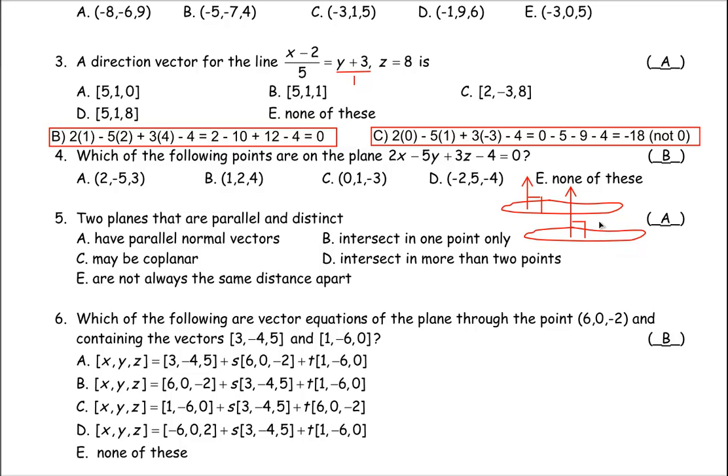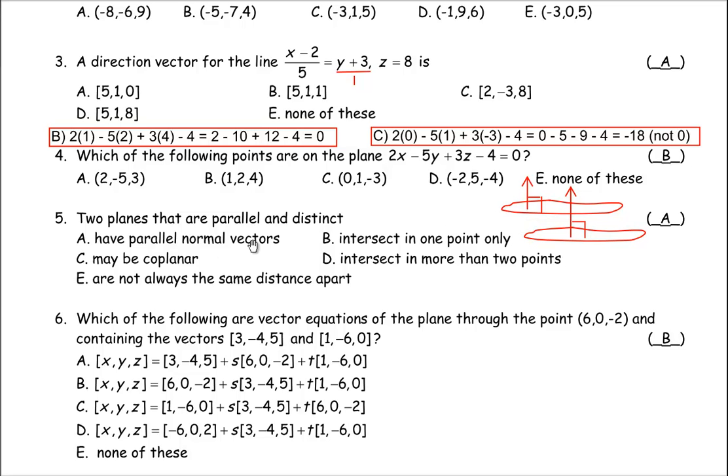They're two planes that are parallel and do not ever touch. That's what distinct means. They share no common points. They have parallel normal vectors. So here's examples of the normal vectors. That's the normal vector for the top plane, and that's the normal vector for the bottom plane. So if the planes are parallel, these normal vectors are also parallel.